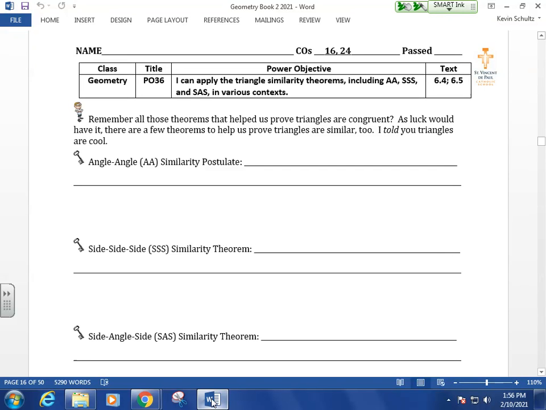We are covering PO36, which you should recognize some of the things that we're talking about here. You see the three letters SSS and SAS that should bring back, no doubt, fond memories of side, side, side, and side, angle, side, in proving that triangles are congruent, which is kind of what we're doing today, but instead of congruency, we're going to focus on similarity. So we aren't going to be writing full-fledged proofs like we did before, but we're going to be recognizing and learning how to use three different theorems to prove that triangles are similar.